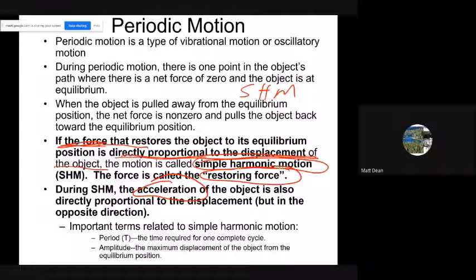When we're talking about simple harmonic motion, there are some important terms to be aware of. Period, abbreviated capital T, is the time required for one complete cycle. And the amplitude, abbreviated capital A, is the maximum displacement away from the equilibrium position. That could be on either side of the equilibrium position, but it's the maximum displacement away from equilibrium.